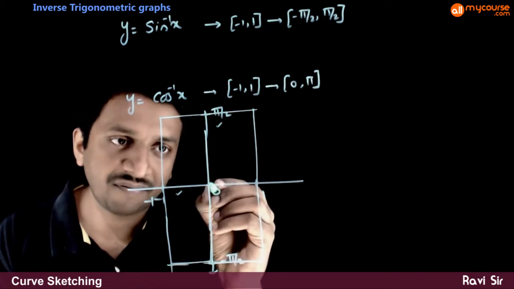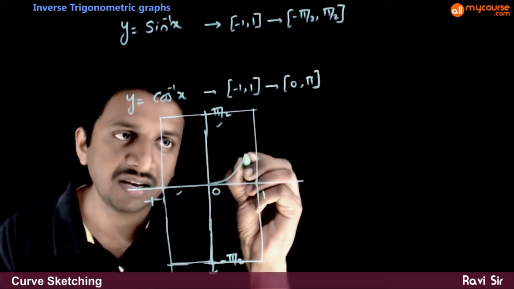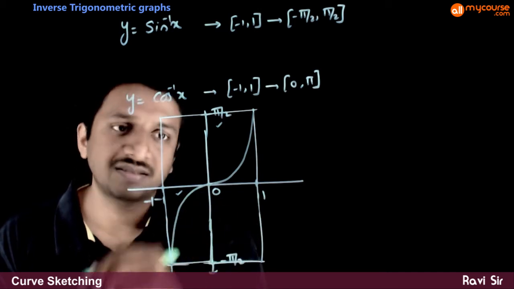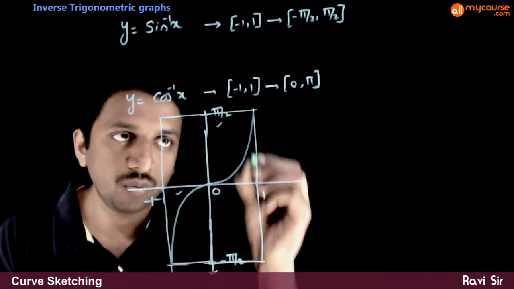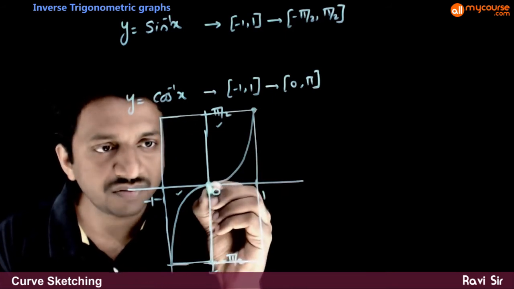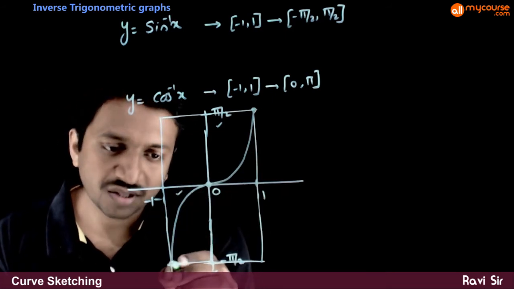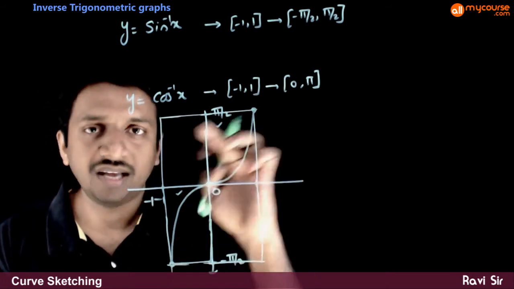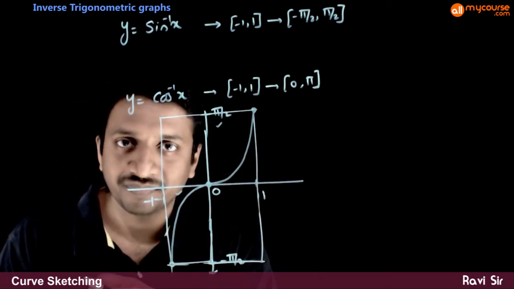So how does the graph look? It is the inverse of sine, so it looks something like this. At x is equal to 1, sine inverse of 1 is pi by 2, sine inverse of 0 is 0, sine inverse of minus 1 is minus pi by 2. So you get a graph which looks like this.